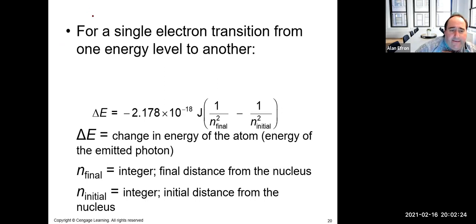Now, I personally also round on this number as well. So the change in the energy, minus 2.18, I personally round to that number. You could use that big number. I think in your lab, it uses the big number, 1 over n squared final minus 1 over n squared initial.